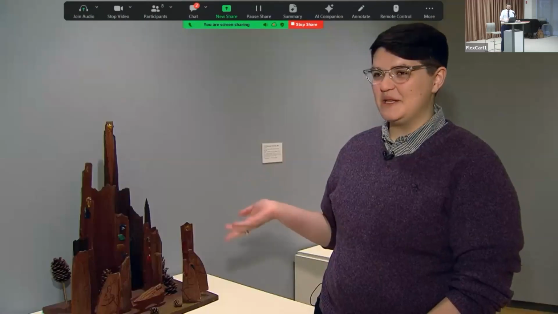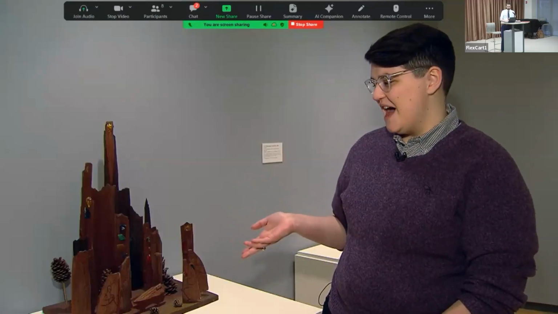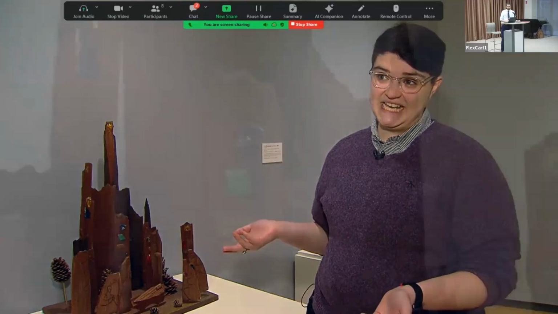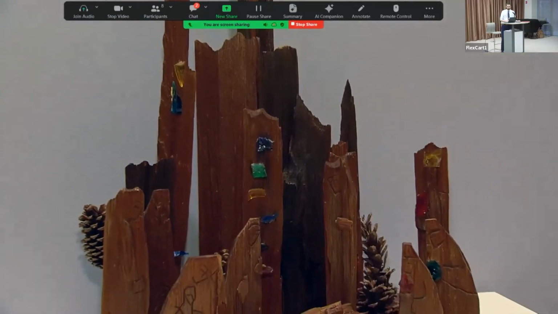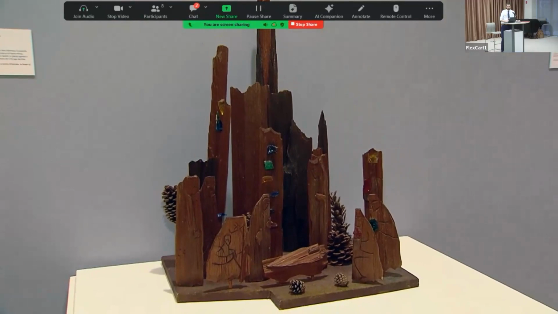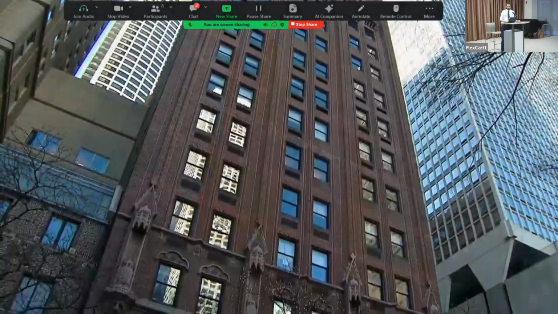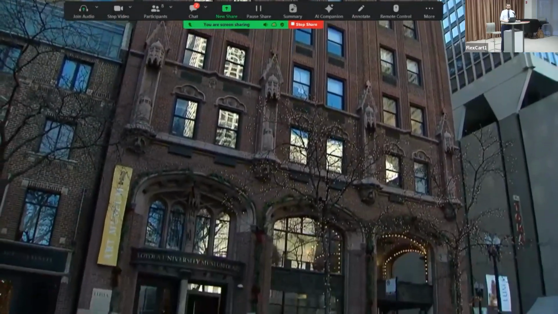This piece is from a local artist, Jean Mormon Unsworth, and we like to call this the Nativity in the City. So if you look at the background here at these towering wood pieces, it should sort of remind you of the skyscrapers you might see walking in our front door.